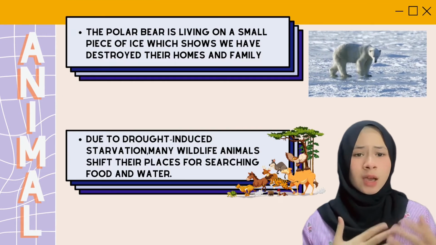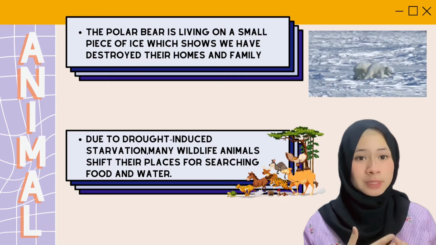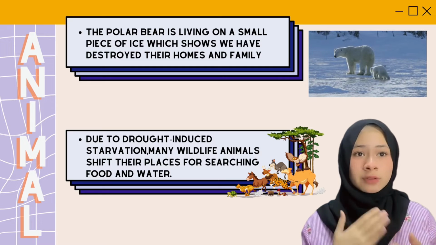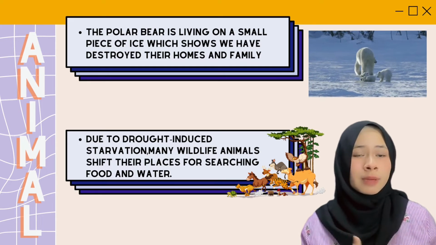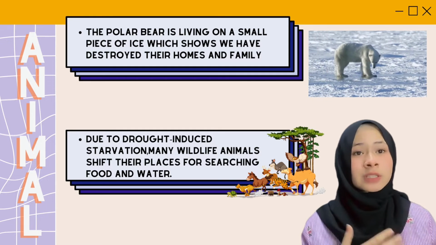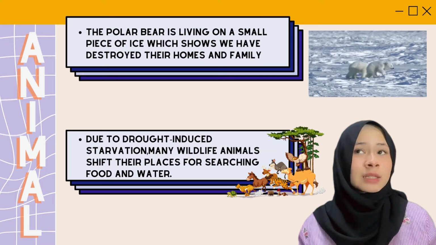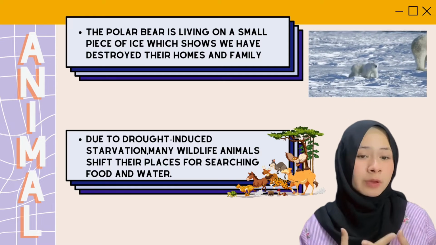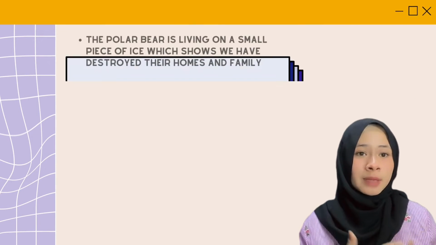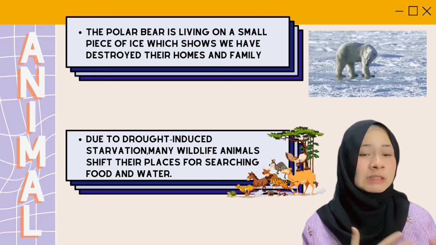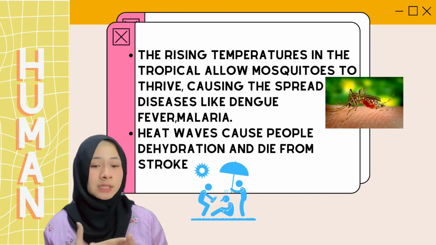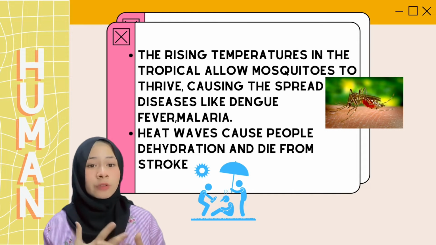So next, we see how this climate change has affected animals. First, we can see in this video, polar bears rely on sea ice to survive and they are struggling. The polar bear is living on a small piece of ice, which shows that climate change has destroyed their homes and family. This climate change happens because of us, because of humans' activities. Second, due to a drop in distribution, many wildlife animals shift their places to search for food and water in order for them to survive. This climate change also affected humans in terms of human health.